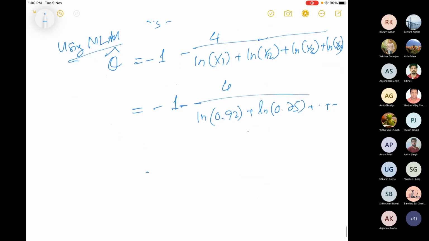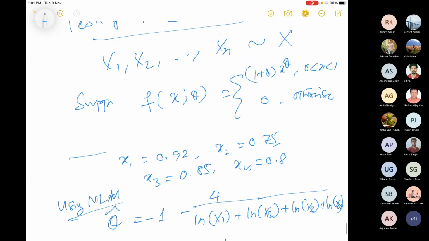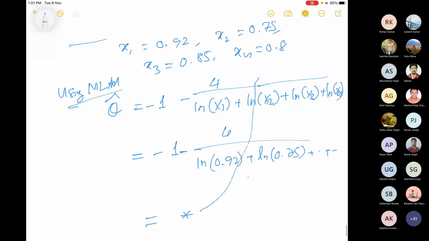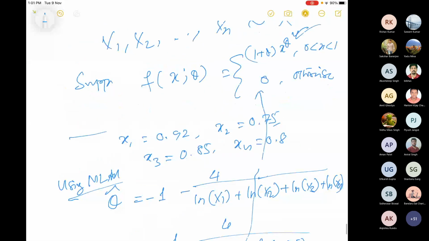So ultimately we'll get a value. If we compute this, we get a value, and this will be a point estimator for theta. That means now I know theta. Once I know theta, I can put this value of theta from this sample, and I know the PDF, which was unknown to me, using my point estimator. But I can also do it using the pivotal quantity method.